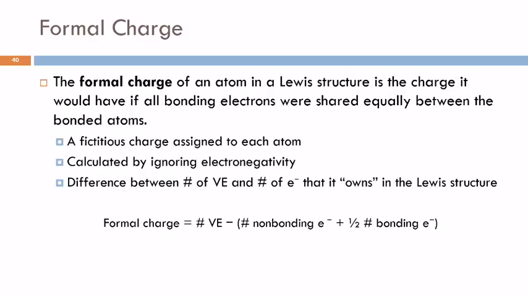So one way to do it is to look at an equation like this. The formal charge equals the number of valence electrons that element has, minus the number of non-bonding electrons and half of the number of bonding electrons. If you like that, you go right ahead and use it. I find it confusing, and I find that my students find it confusing. So I'm going to show you a little bit different way to do it.